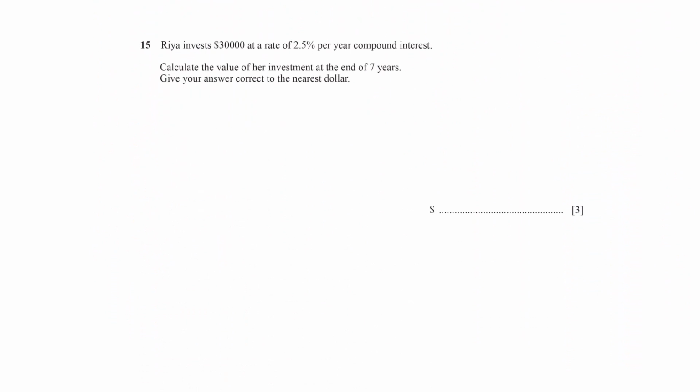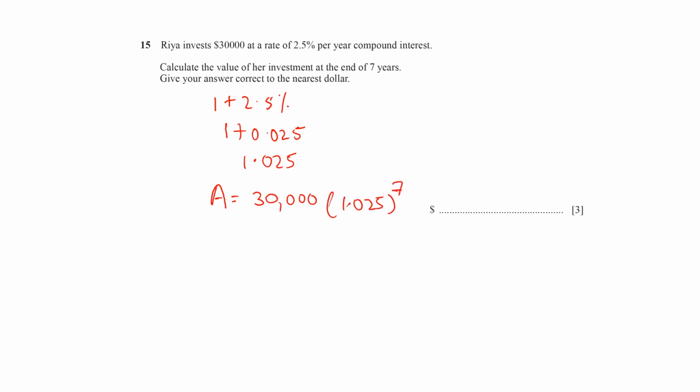Okay, now let's do the 15th one. Ria invests $30,000 at a rate of 2.5% per year compound interest. So now what we need to do, we need to first calculate 1 plus 2.5%. Now 2.5% in decimals is going to be 1 plus 0.025, right? So this is going to be 1.025, right? So the amount is going to be $30,000 times 1.025 to the power 7.